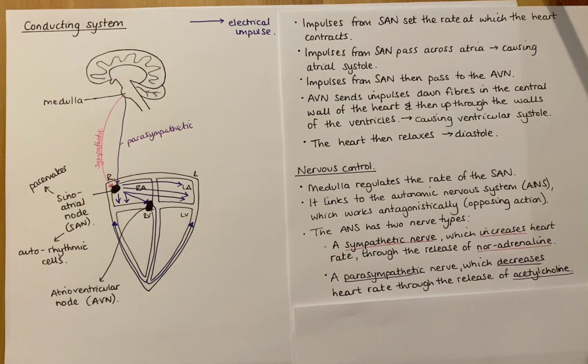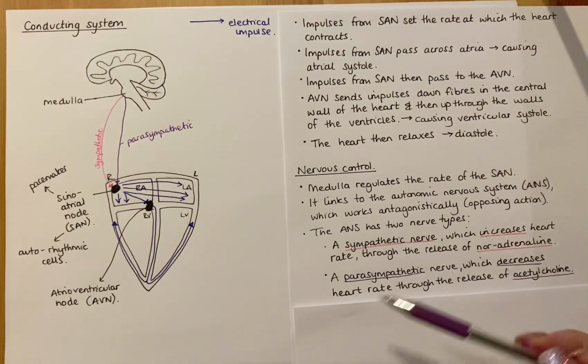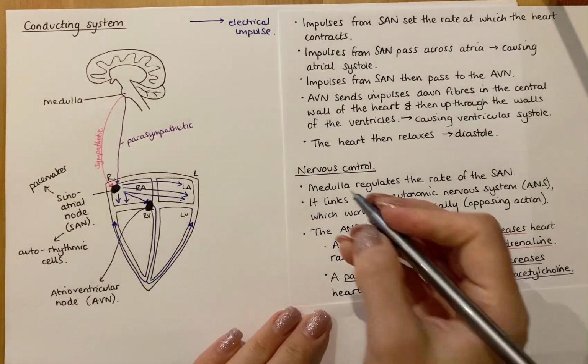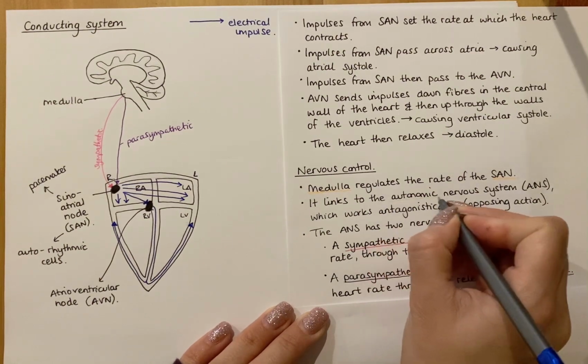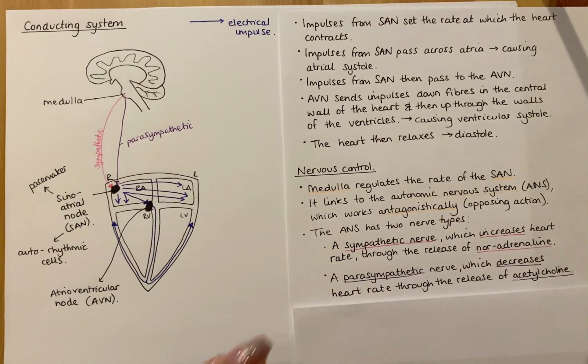In an essay question you could be asked to describe this whole process, including atrial systole and what that means and the valves that open. And then the second part of the essay question could ask about nervous control. This is where you want to talk about the medulla and what it does, and then the autonomic nervous system being antagonistic in its action. Okay, so that would be your nervous control.